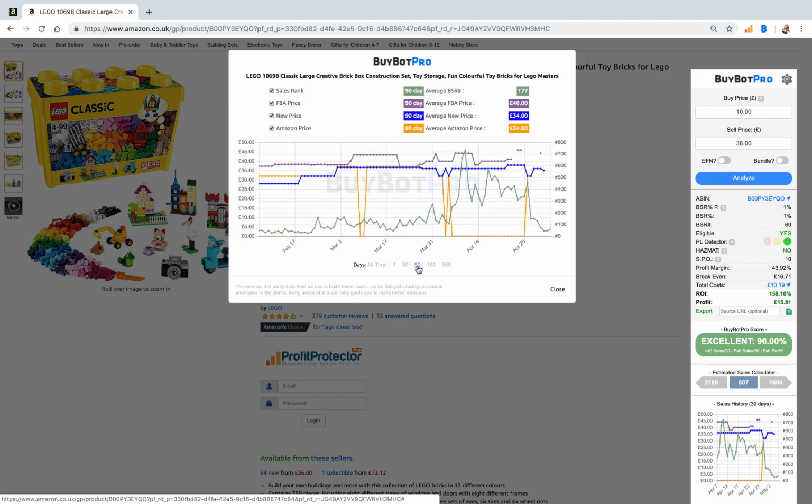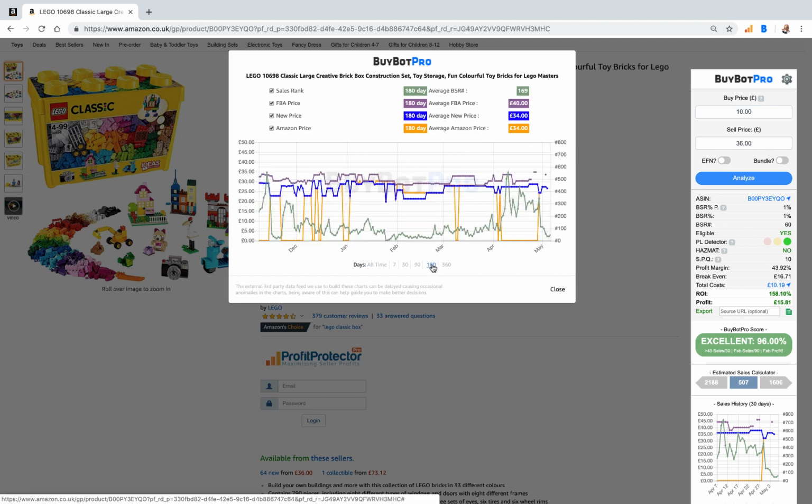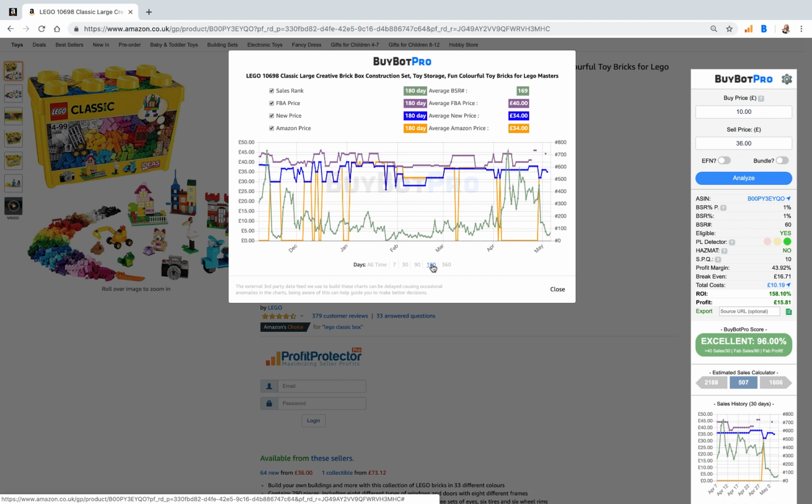So let's say we look at a chart that's 90 days or 180 days. It gives you all that information for the average BSR. And then you can click anywhere to close the chart. Down the left hand side, you've got the price, then you've got the date across the bottom, and then up the right hand side, you've got the BSR number. So that's basically how the charts work, but let me talk you through how to read that data.